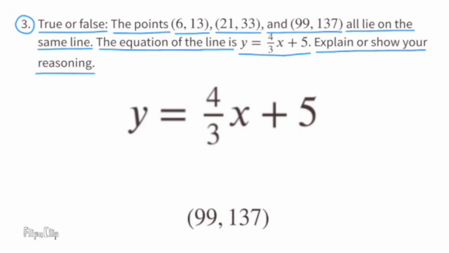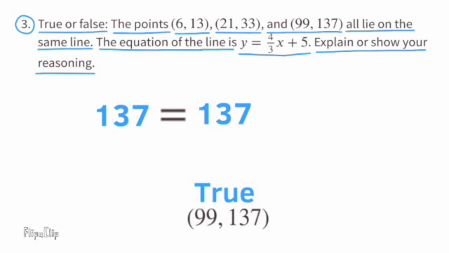For the third set of coordinates, we'll substitute the x with 99 and substitute the y with 137. 4/3 times 99 is the same as 4/3 times 99 over 1. 4 times 99 is 396, and 3 times 1 is 3. 396 divided by 3 equals 132. 132 plus 5 is 137. 137 does equal 137, so this is also true.